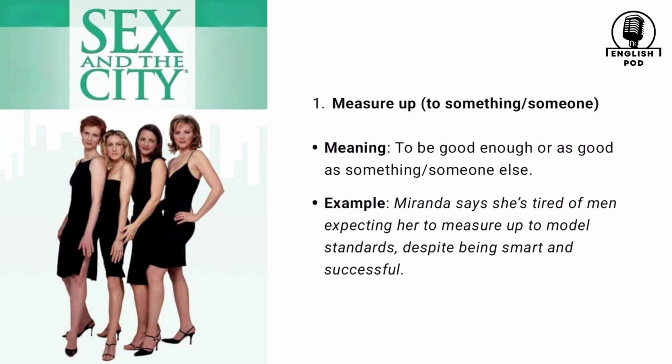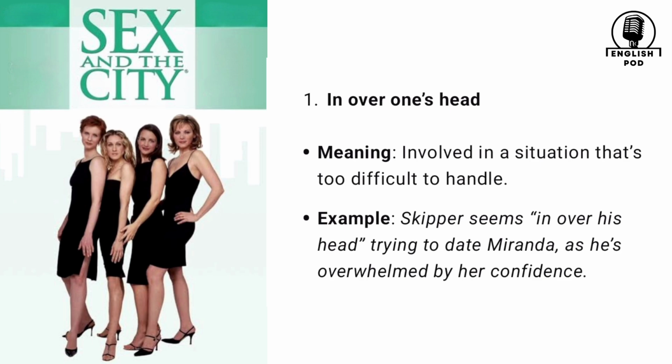And finally, the idea that Skipper seems in over his head with Miranda. A bit overwhelmed by her confidence, maybe. Seems like it. In over one's head, dealing with something too difficult. It touches on those complex relationship dynamics, feeling inadequate or unbalanced. Yeah, how differences in confidence or personality can create tricky situations.